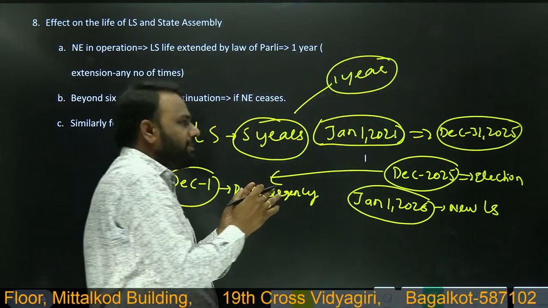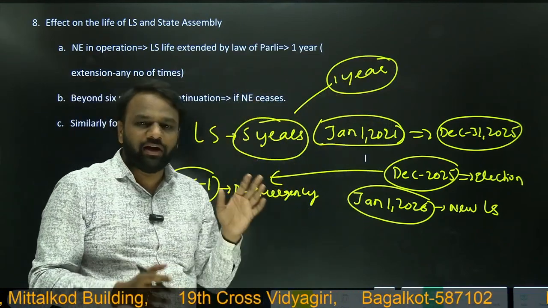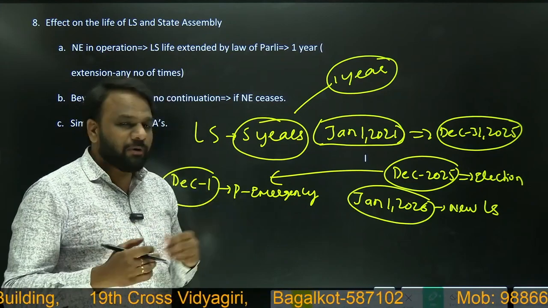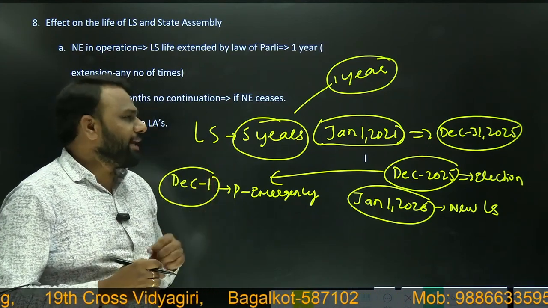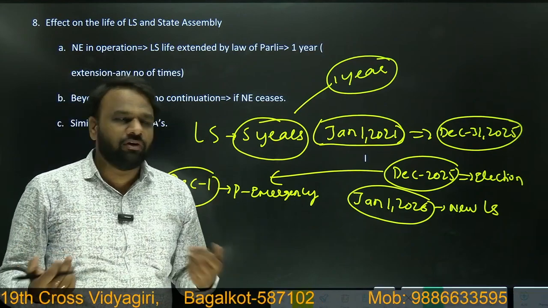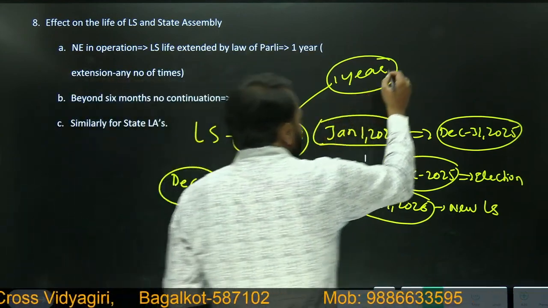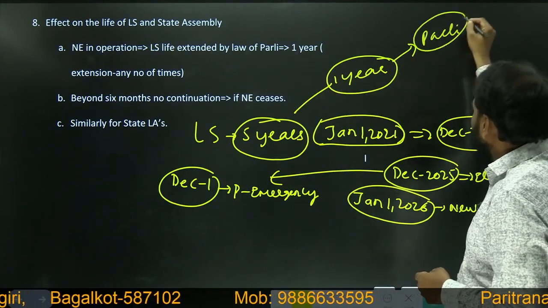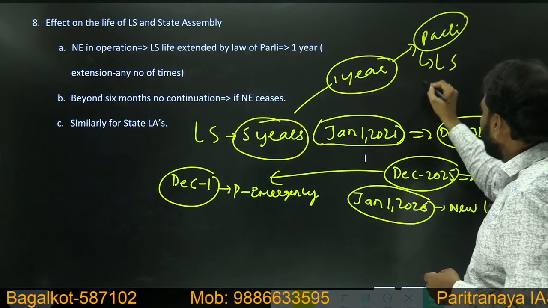The life of Lok Sabha can be extended by 1 year during emergency. Okay, during emergency. But who has this power? Parliament has the power to extend the life of Lok Sabha. So for 1 year extension, who has the power? Parliament. Okay, Parliament. So Parliament means Lok Sabha and Rajya Sabha.